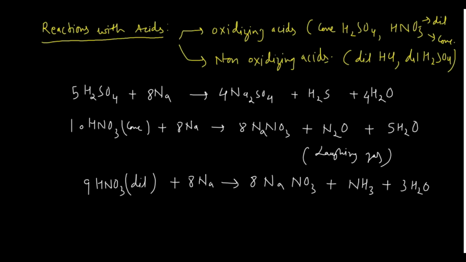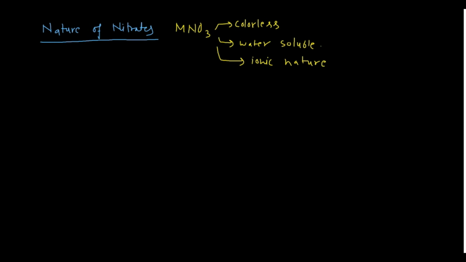You can write here nature of nitrates. Okay, so first of all, in the last slide, if I go back, you see I have formed these nitrates, right? NaNO3 and KNO3. So I am discussing the properties of these. Nitrates are basically MNO3. It could be LiNO3, NaNO3, KNO3. So their properties are what? They are colorless and water soluble also, and they are ionic in nature. Okay. And they do not actually hydrolyze.